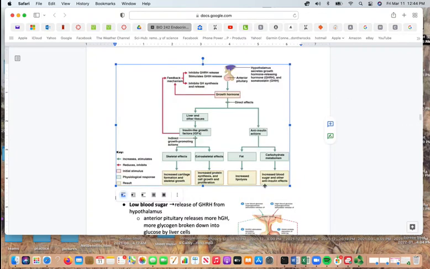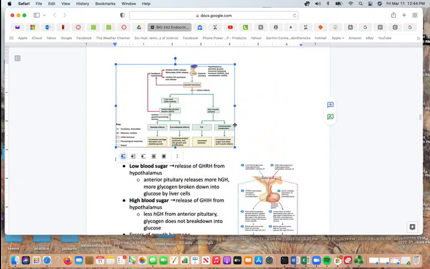So this image here is going to show you some of the effects from growth hormone, where it goes to the liver, the insulin-like growth factors. So these are insulin-like effects. These are effects that are different than insulin. So that lets you see a side-by-side comparison.